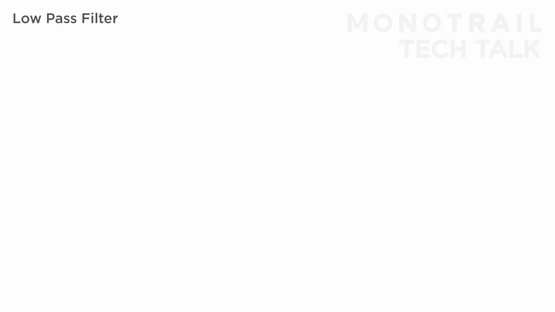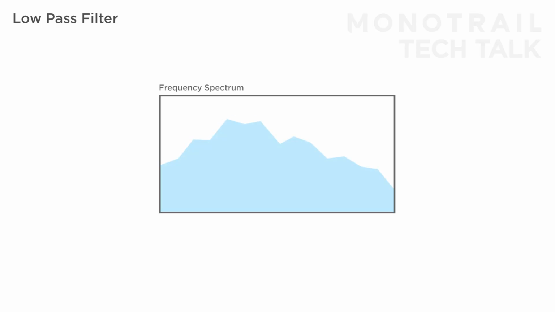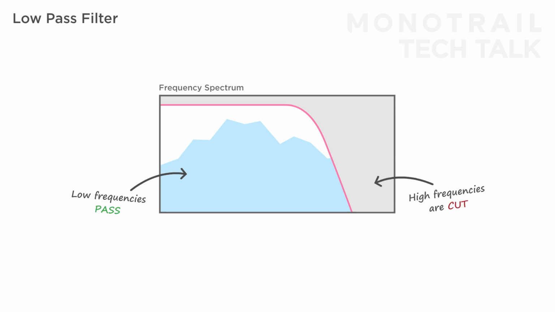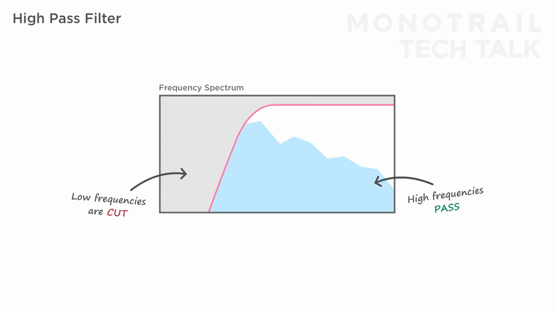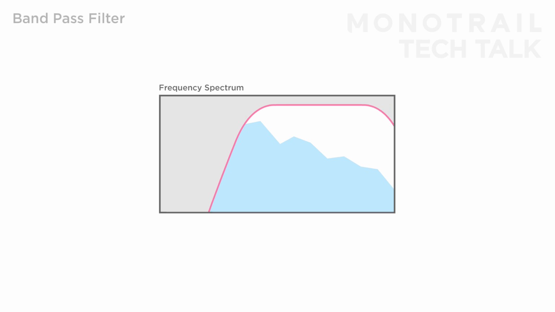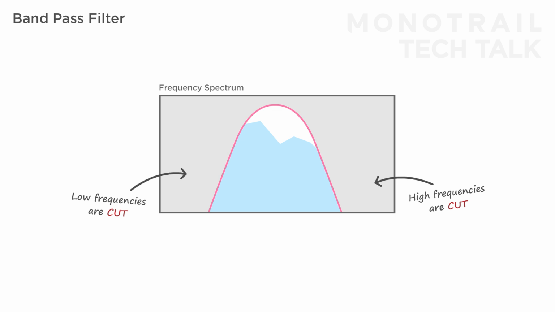Let's have a quick look at the bandpass filter and how it can be used to create other types of filtering. You can easily visualize the effect of a filter by drawing a curve over the frequency spectrum of a sound. The common low-pass filter lets low frequencies pass while cutting out high frequencies. The high-pass filter lets high frequencies pass while cutting out low frequencies. A bandpass filter is a combination of those functions. It cuts out both high and low frequencies, and only allows a band of frequencies to pass.